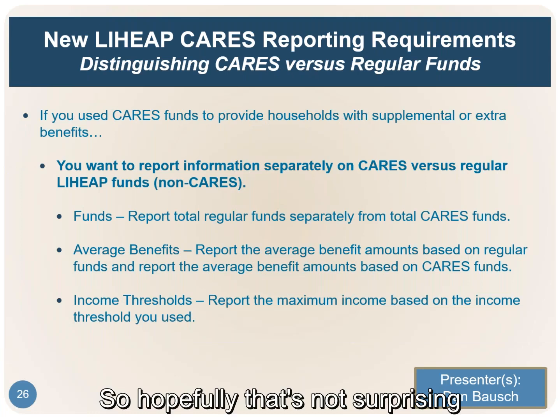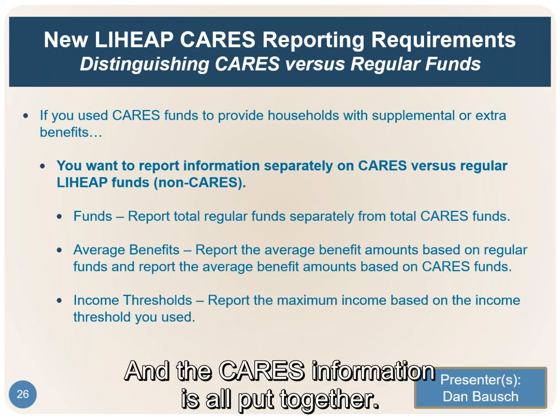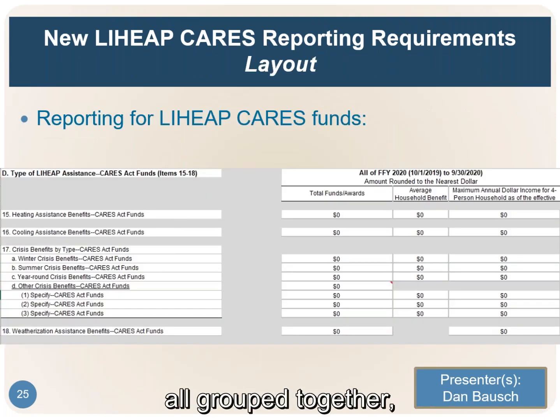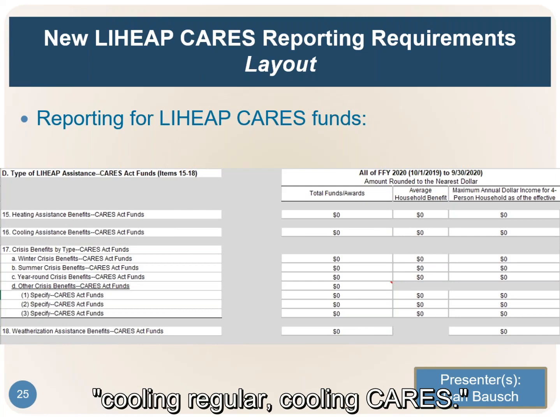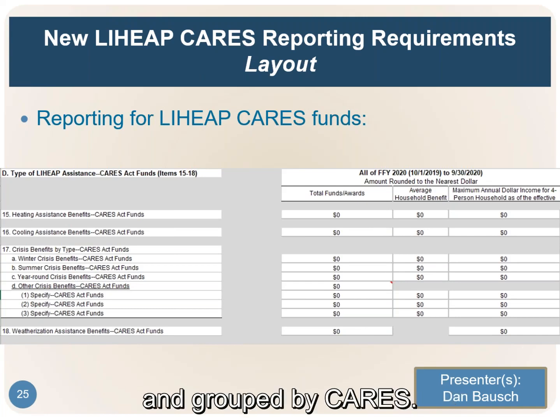So hopefully that's not surprising and not concerning to you that it's the same format. The CARES information is all put together, and the regular LIHEAP funding is all grouped together, rather than having heating regular, heating CARES, cooling regular, cooling CARES. They will be grouped by regular and grouped by CARES.